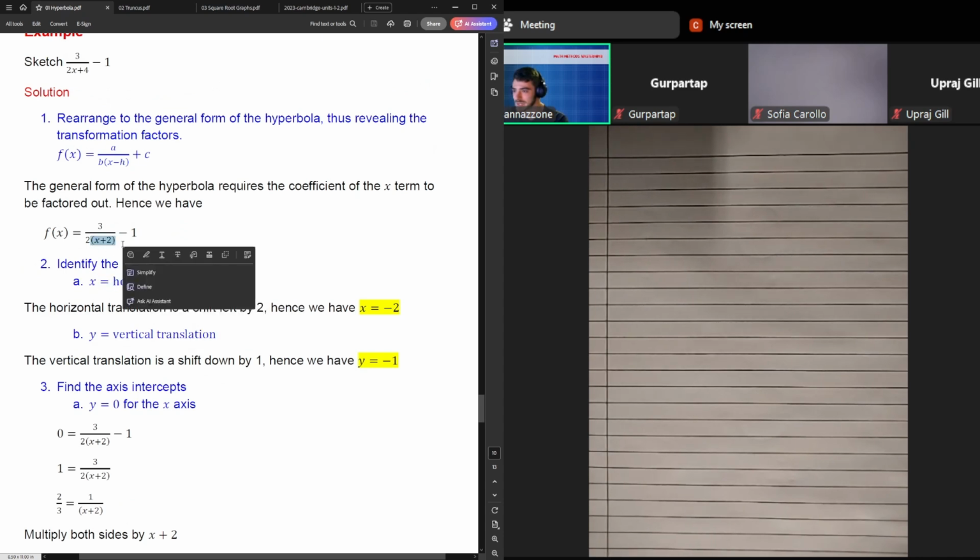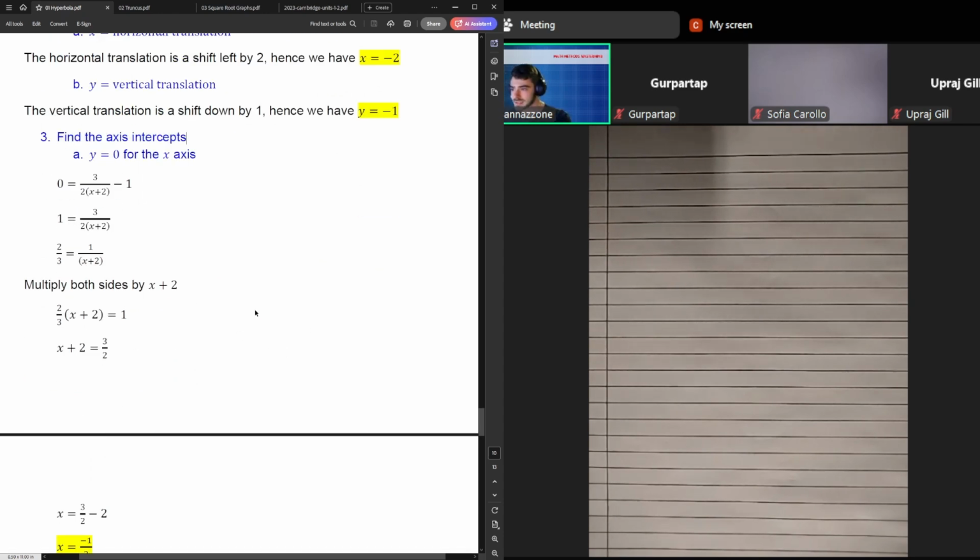Okay, next up, asymptotes. The good news about how you rearrange this is that now you can very quickly identify what your asymptotes are. So +2 means a shift left, which means x equals -2. That vertical line is going to be your vertical asymptote. And the vertical translation of -1 means you're shifting down by 1. Hence, you're going to have y equals -1 as your horizontal asymptote. Nice and easy, just reading it directly off the equation.